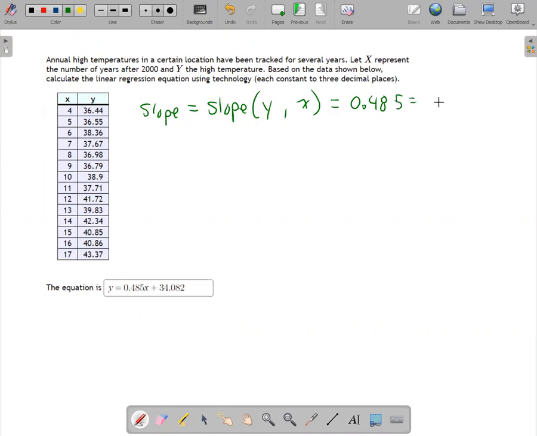To figure that out, I need to think about, well, what's the numerator? The numerator is going to be the change in the y values, so the difference in y's, and the denominator is the difference in x's. So the y's, what are those? That's the annual high temperature. Does it say whether it's degrees Fahrenheit or Celsius? I do not see that here, just temperature, okay? So then my numerator is a change in temp, and my denominator is years. So the denominator is a change in year.